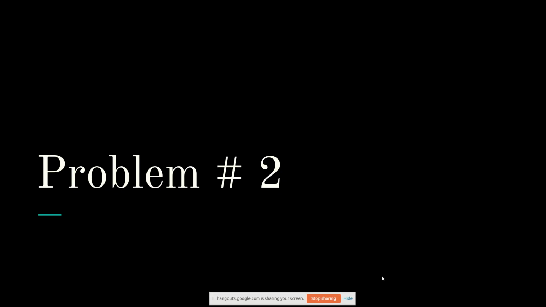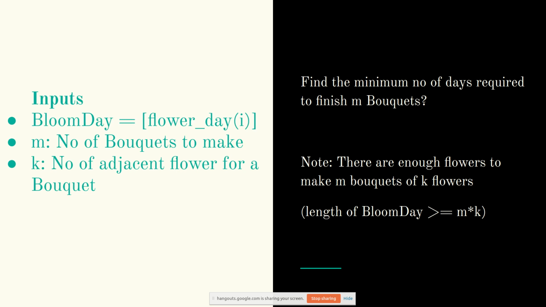So let's look at the second problem. The second problem of this session is: given an array bloom day, which is an array of the day on which a given flower blooms. So let's assume the length of the bloom day array is n. We have n flowers, and the number present in the ith position of bloom day is the bloom day of the ith flower. That's why we have written flower day i.